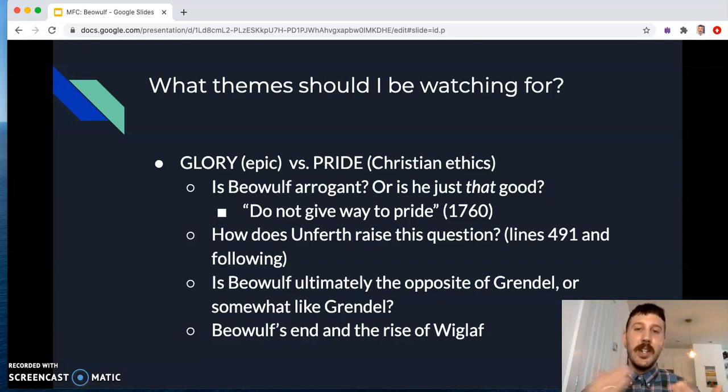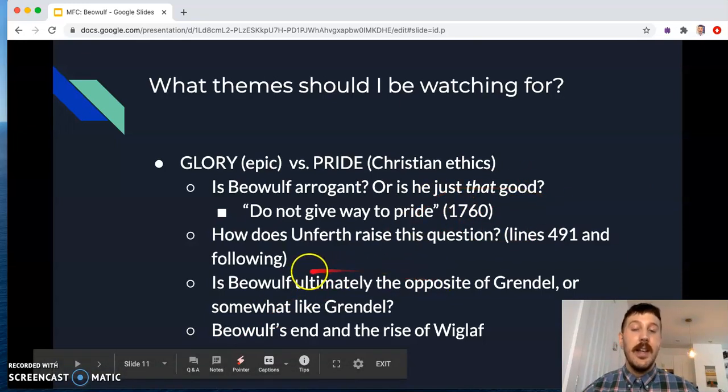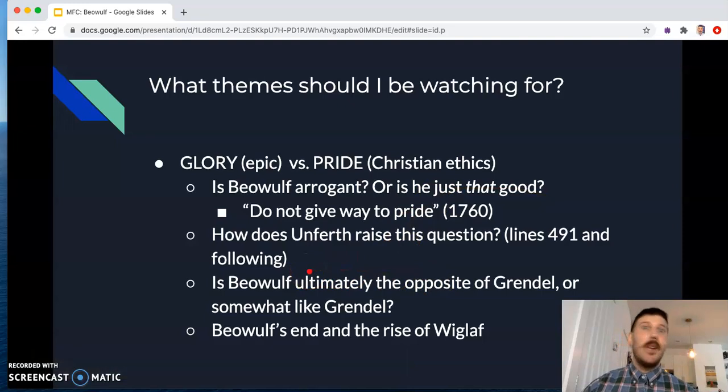And a recurring tension in this text is: is Beowulf rightfully glorious? Has he achieved glory, or is he proud? Which way do you think the text is portraying him? Hrothgar at one point cautions, "Do not give way to pride," at line 1760. Unferth directly challenges Beowulf and says that Beowulf is not nearly as great as he thinks he is. Of course, Beowulf has a powerful retort to Unferth as well.